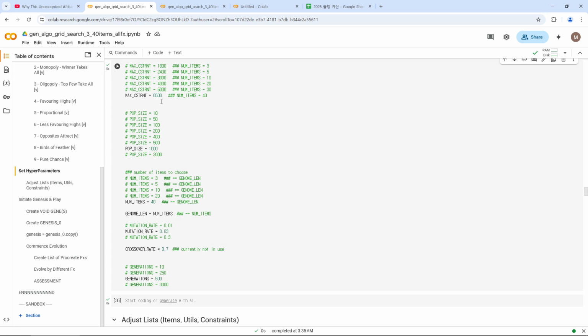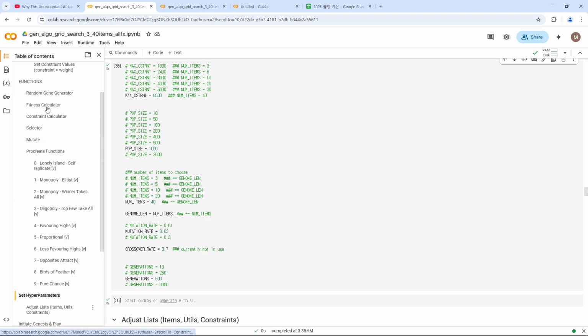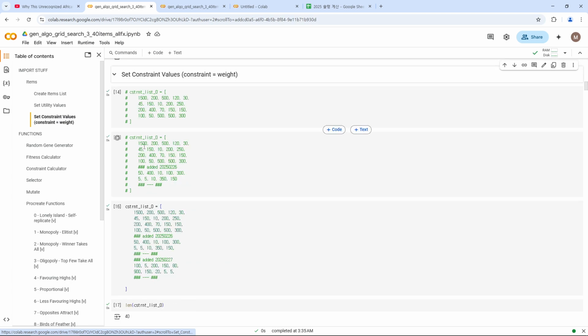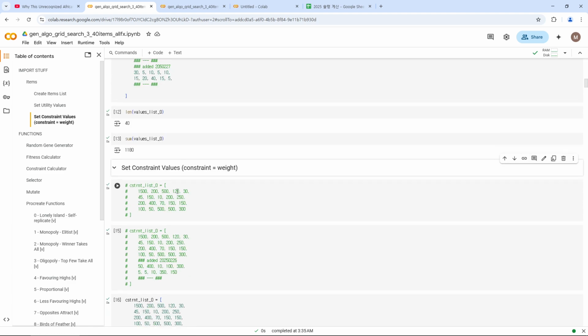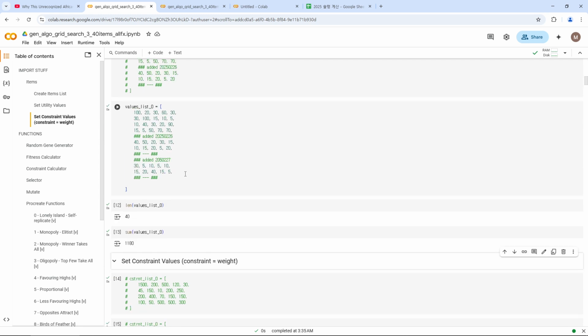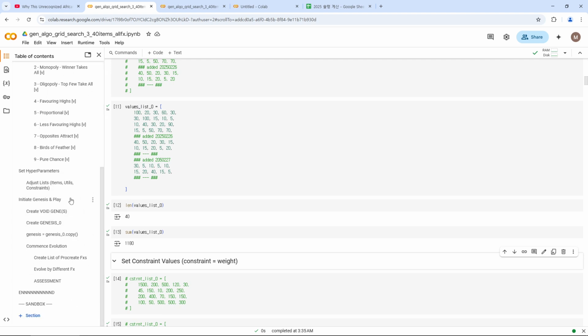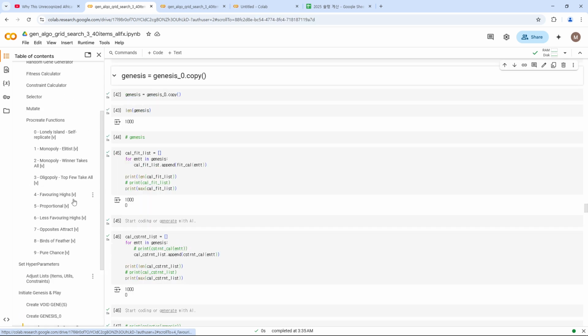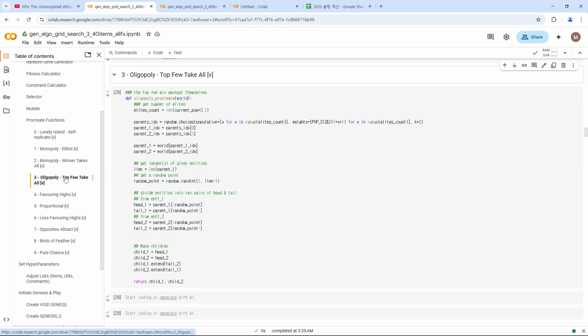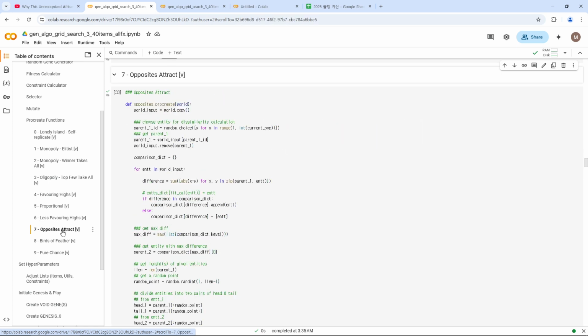So max constraint is set to 6500 when the total sum of all physical weights or constraints is 8420, and the sum of all utility values is 1180 when you add up all the 40 items. So we do the same, but for each one of the procreate functions that I have previously introduced.